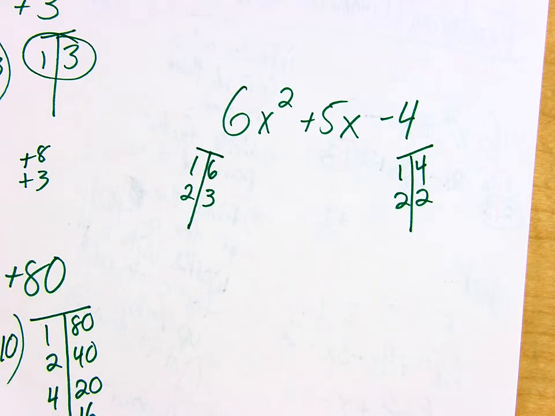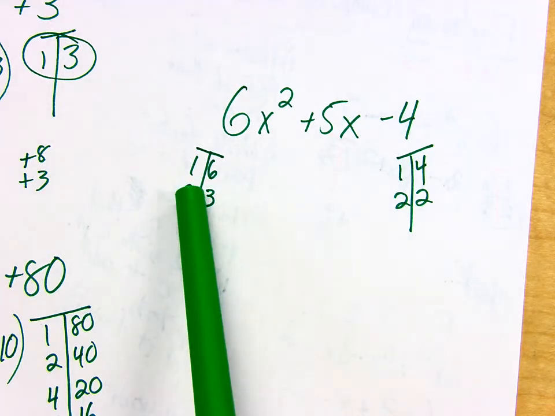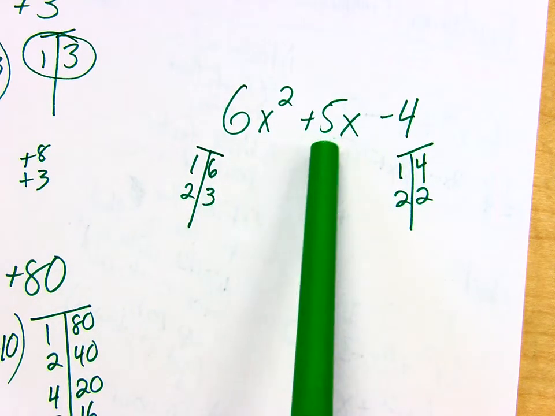No. You want the pairs that are going to get you to a 5.